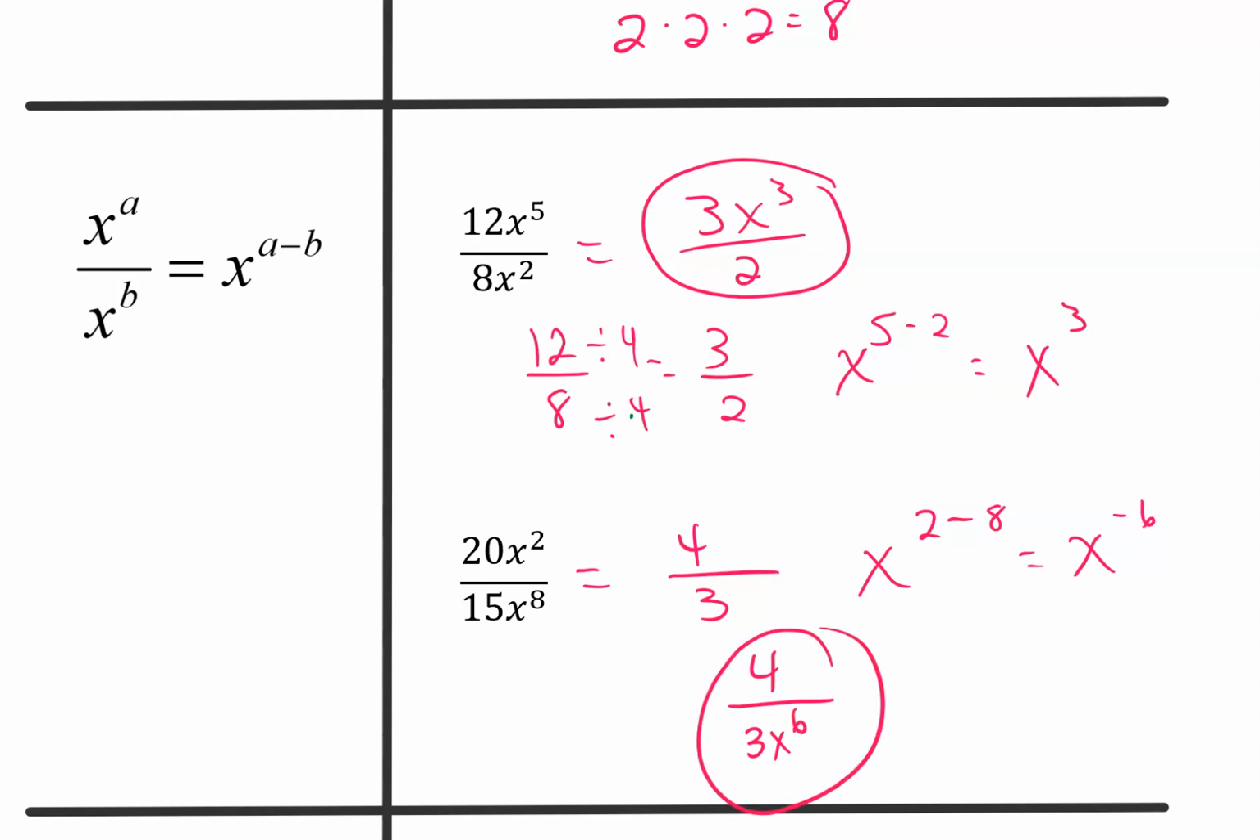One of the things I like to talk about when we're looking at these is, for both of your fractions, look at where your exponent is larger. Here, your larger exponent is on the top, so your final result is also on the top. For the second one, your larger exponent is on the denominator, and so your variable results on the denominator.